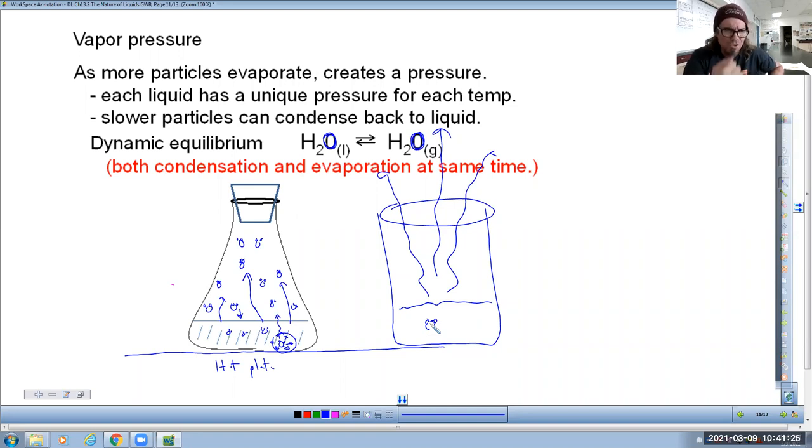That's the whole point of a pressure cooker. You put the lid down tight and then you create pressure inside of there so that the water doesn't boil until it hits like 110 degrees Celsius or 120. Why would you want to do that?